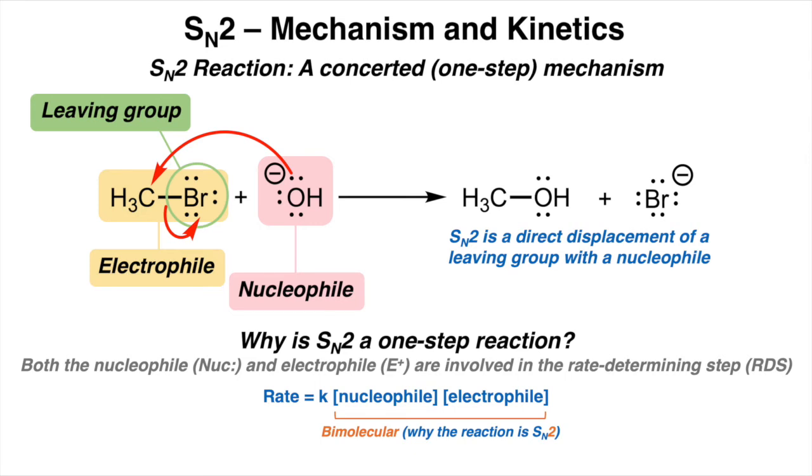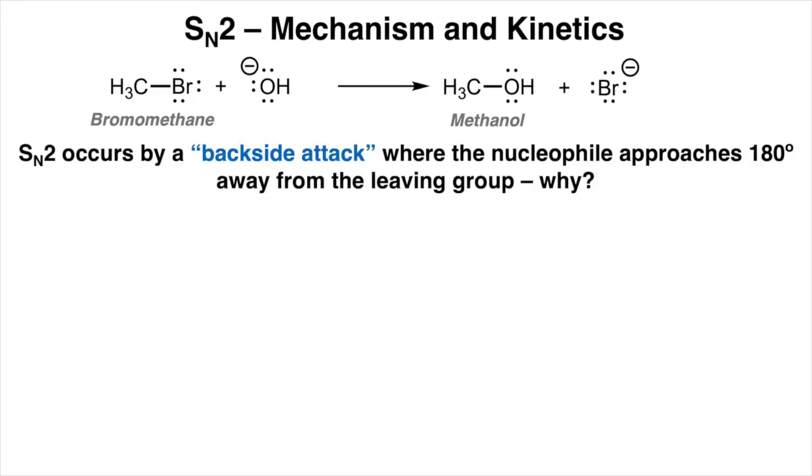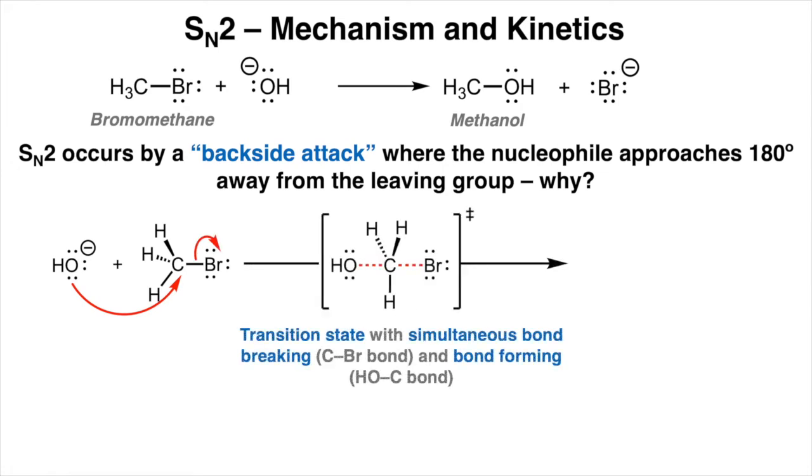which is why the reaction is SN2. An important concept to understand is that SN2 occurs by a backside attack, where the nucleophile approaches 180 degrees away from the leaving group. And this phenomenon can be depicted in what's called a transition state. It's the state at which there is a simultaneous bond breaking and bond forming signified by dashed lines shown in red. But the oxygen atom and bromine atom both have a partial negative charge at the transition state.